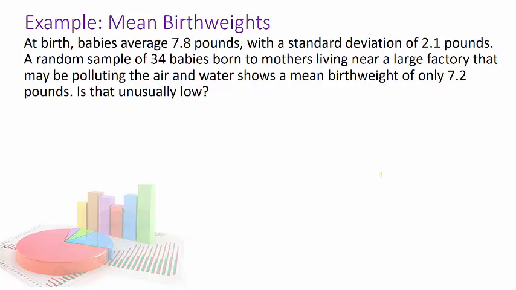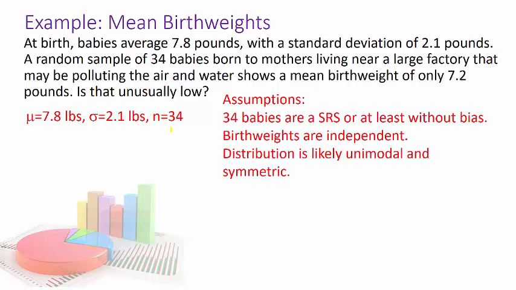Is that unusually low? Now, if you were to ask me, what's the probability that a baby weighs 7.2 pounds, and you have a standard deviation of 2.1, you're like, oh yeah, sure, no big deal. But what is the probability that the average of 34 babies born there is 7.2? So let's take a look. First of all, here are our numbers. Our mean for the population is 7.8, standard deviation is 2.1, and we're doing a sample size of 34.